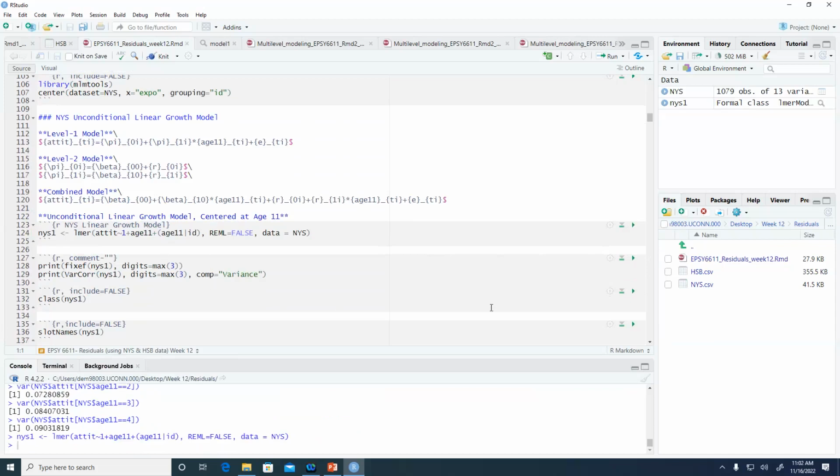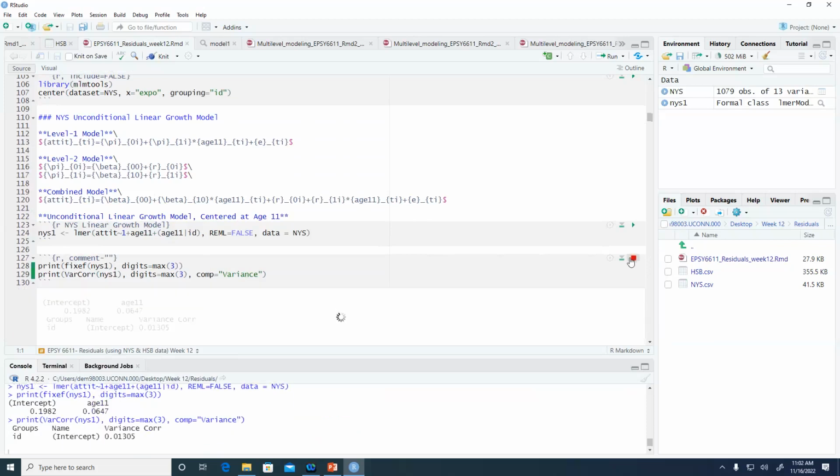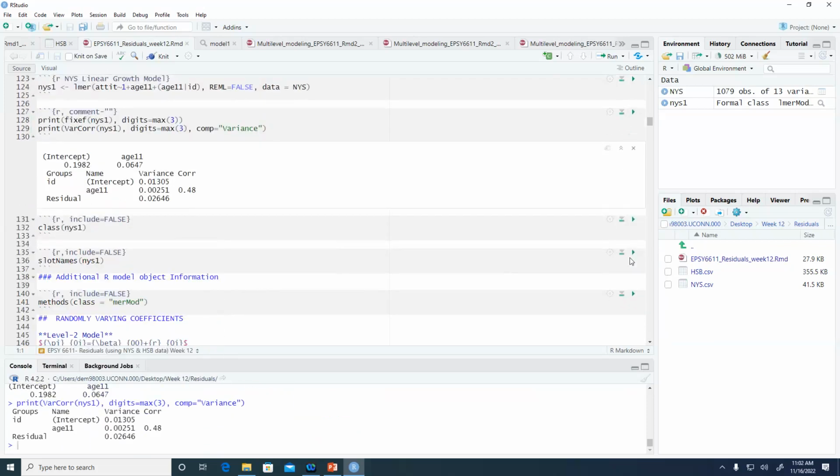Code is right there. Just to remind ourselves what this looks like: the intercept is 0.2. The growth slope is about 0.065. It's linear, so we're assuming that the growth is constant across time. And we've got a randomly varying intercept and slope and a covariance between them.